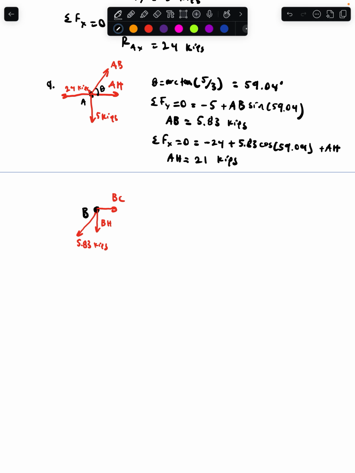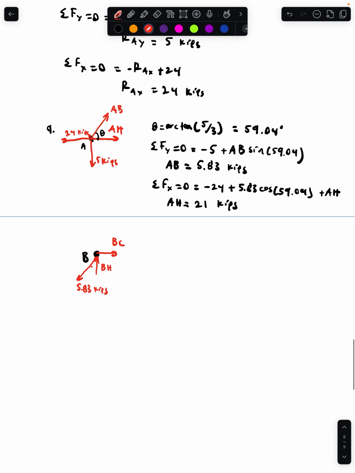Okay, so just looking at this, I'm going to flip the direction of BH, because we already solved for this load here, which was AB, I believe. Yes. We already solved for AB and found that it was in tension, which means it's pulling on the joints at either end. So we know that's in the right direction. And since our forces have to balance, this one has to be pointing up, and this one has to be pointing to the right. Okay, and then this angle here, it's just going to be 90 degrees minus 59.04, which is 30.96.